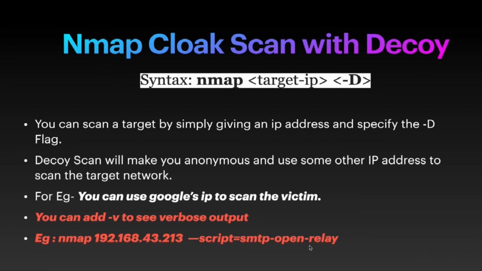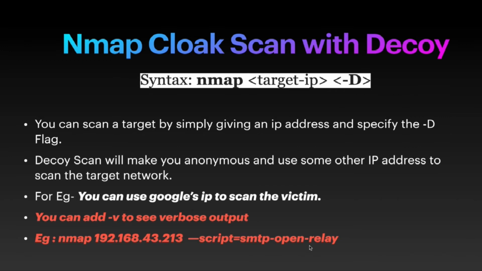The syntax is very simple. You just have to type Nmap target IP followed by hyphen D, which is the decoy IP that you want to show the victim from where the request is coming from. So a decoy scan will make you anonymous and use some other IP address to scan the target network. In the practical, for example, we are going to use Google's IP address to scan the victim.